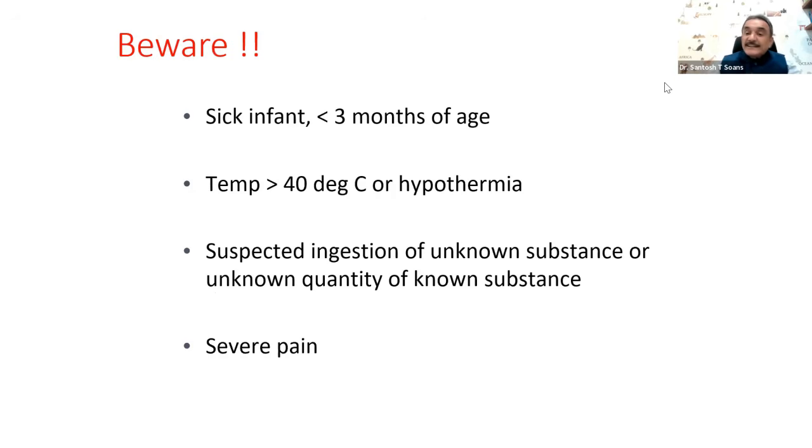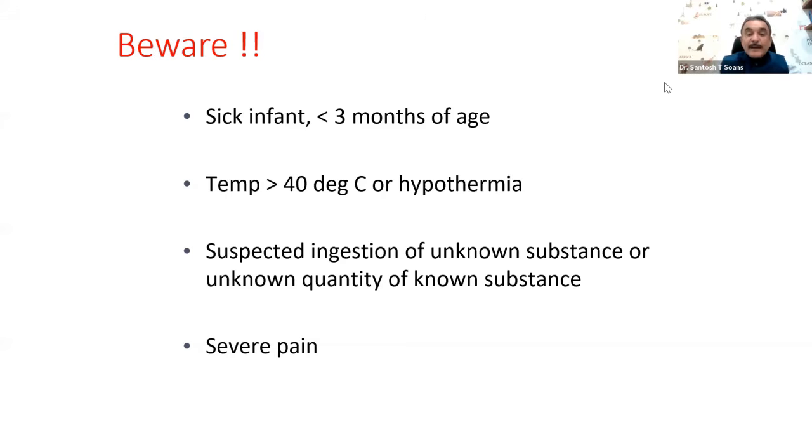Any sick child less than 3 months. For example, a child less than 3 months with a fever, the chance of having a severe bacterial infection, a systemic infection, is very high, almost about 14%. So any child less than 3 months with fever, you need to observe or do a blood test to prove that it's not sepsis. Temperature more than 40 degrees or hypothermia. Suspected ingestion of an unknown substance, you don't know what he has eaten, people are not able to tell, or unknown quantity of a known substance, you are not able to tell how much he has eaten. These are the children we observe.